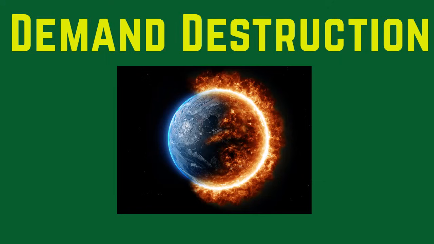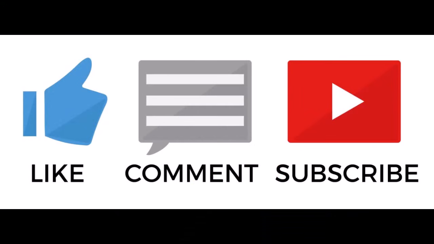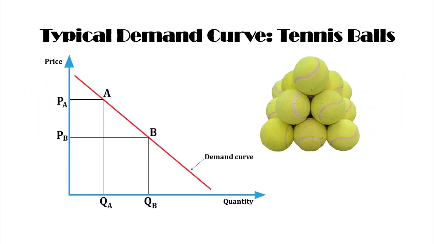In today's video, I'm going to talk about demand destruction and what it means for the broader economy. Before we get to demand destruction, I've got to explain just how a typical demand curve works for a given product or service. And I'm going to use the example here of tennis balls. I picked tennis balls particularly because they are something that is not a necessity.